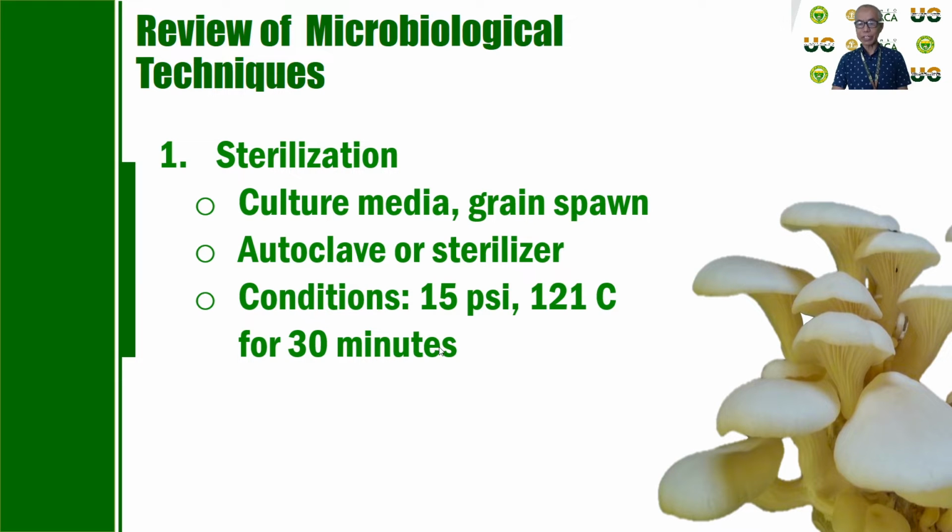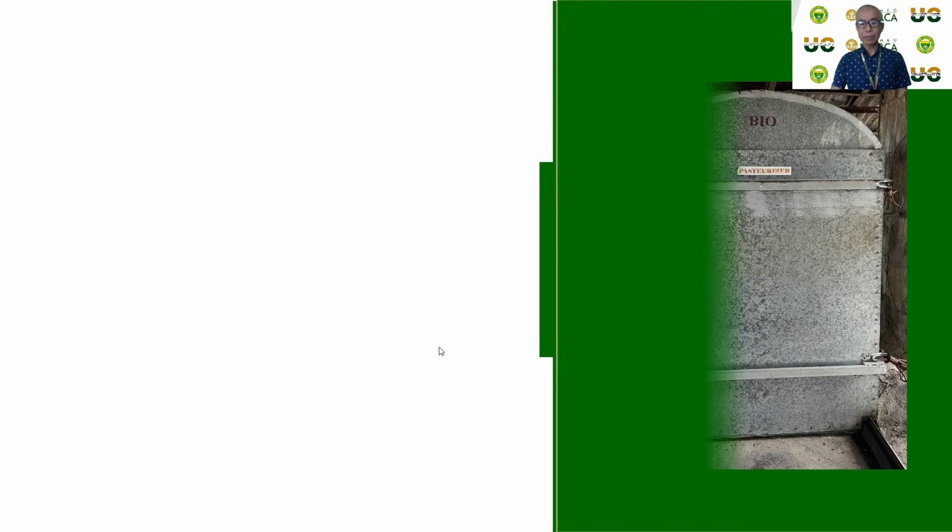In media preparation, the different ingredients such as potato, sugar, and agar contain microorganisms. These microorganisms can be destroyed by sterilization. In the laboratory, we use an autoclave or sterilizer for this purpose. The sterilization conditions are as follows: pressure of 15 pounds per square inch, temperature of 121 degrees Celsius, for a period of 30 minutes.